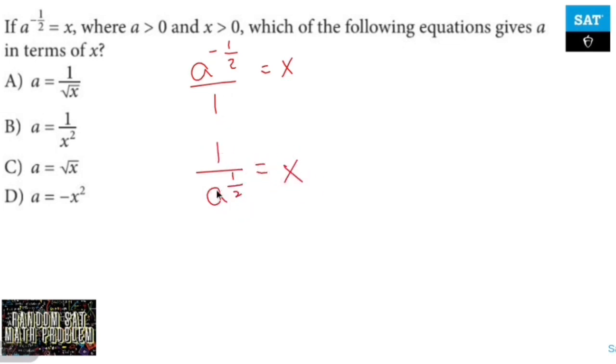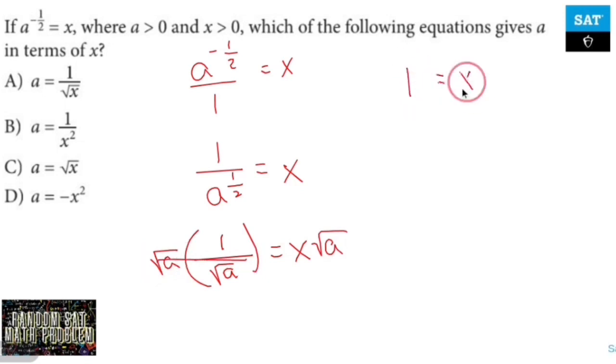Also, a to the 1/2 is the same thing as the square root of a. So I write that out. I can multiply both sides by root a. So that happens. I get 1 equals x times root a. Divide both sides by x. So I have 1 over x equals the square root of a.